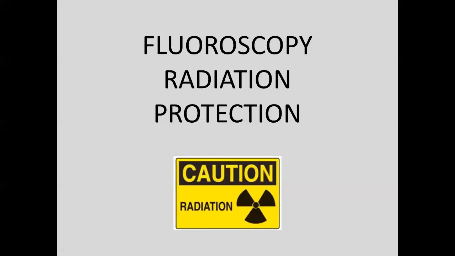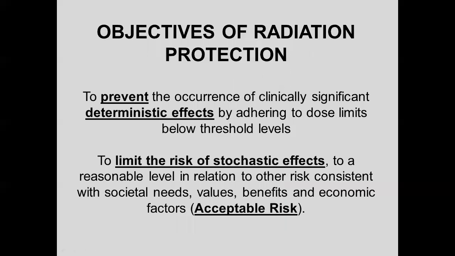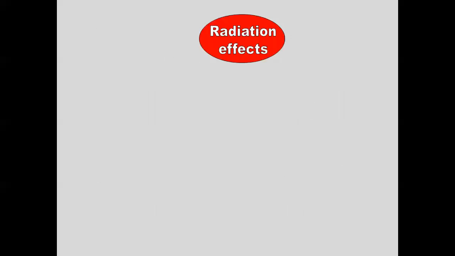So just the name radiation protection kind of insinuates that there's something to protect against. So what are the objectives of radiation protection? The first objective is to prevent the clinical occurrence of significant deterministic effects by adhering to dose limits below threshold levels. We'll go over what this is. And then to limit the risks of stochastic effects to a reasonable level, consistent with social needs, values, benefits, and economic factors. So what does all that mean?